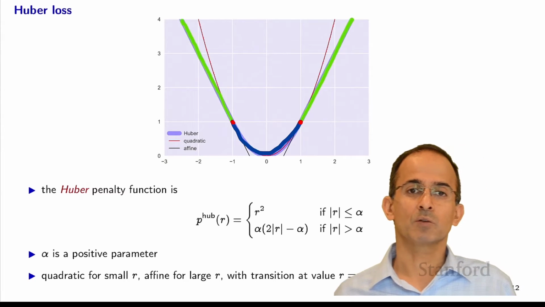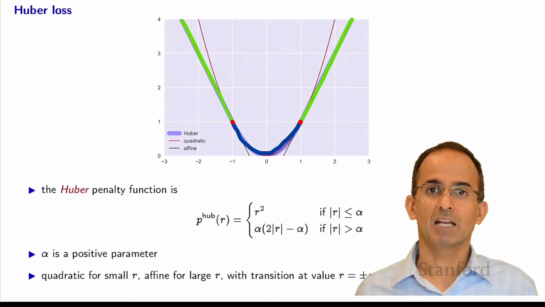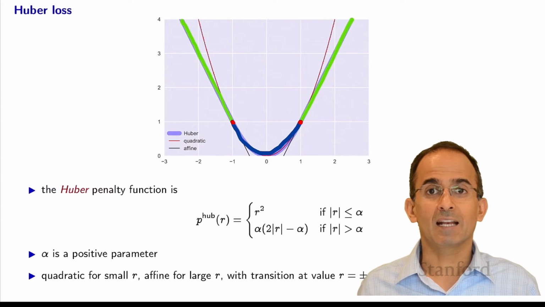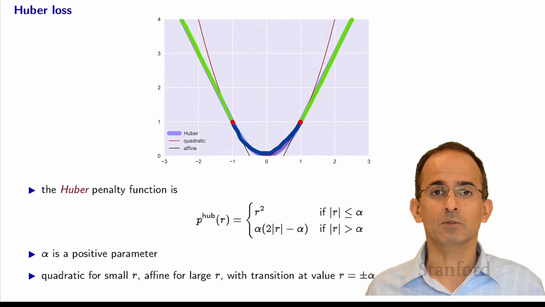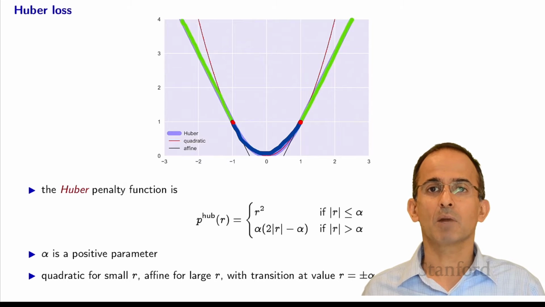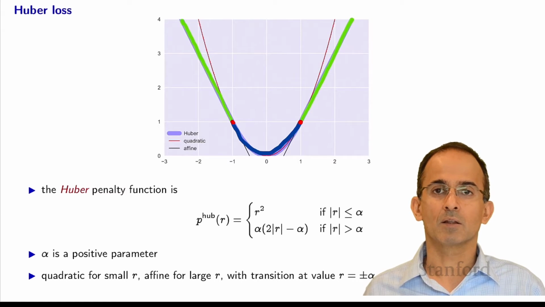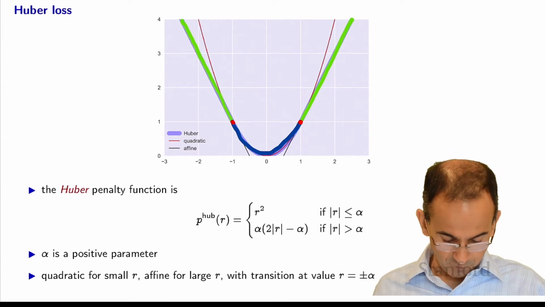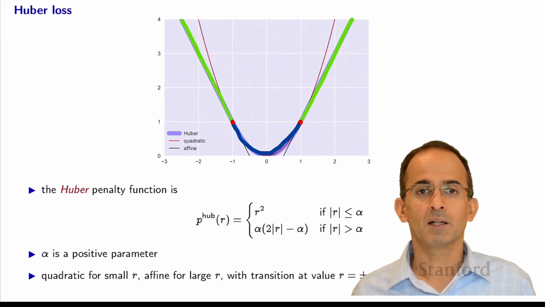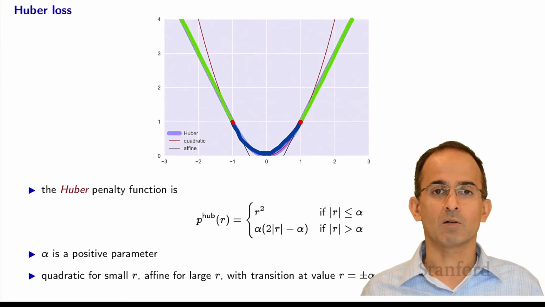And so here we've got a function which behaves exactly like the quadratic when r is small. When the residual is small, it will penalize the residual exactly the same amount as the quadratic penalty would. But when the residual gets large, it penalizes much less than the quadratic penalty would. And there's an explicit formula here for the Huber penalty. It's r squared when r is small, and some linear function of r when r is large.